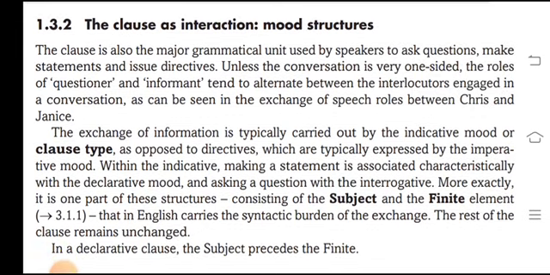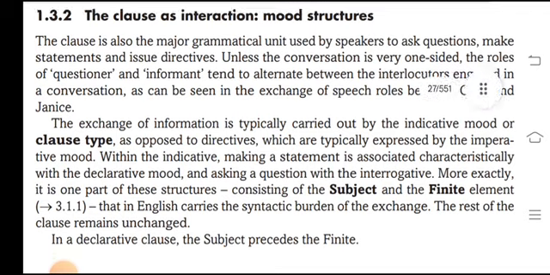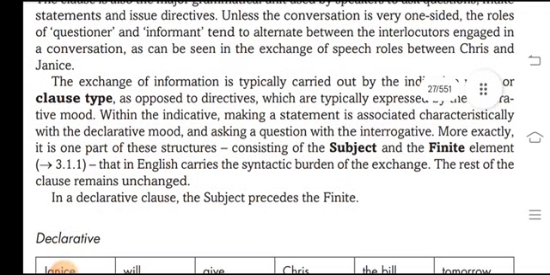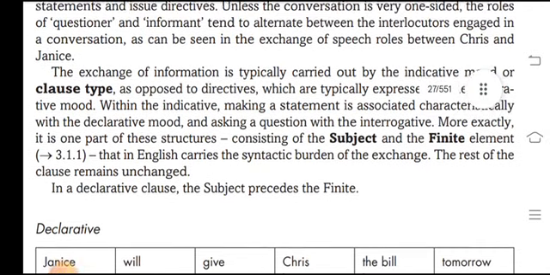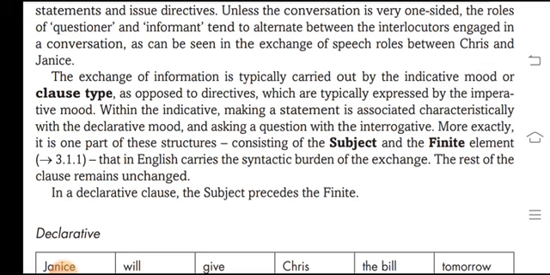The clause as interaction: mood structure. The clause is also a major grammatical unit used by speakers to ask questions, make statements, and issue directives. In conversations, the roles vary: one side takes the role of questioner and the other of informant, and they tend to alternate between the interlocutors.